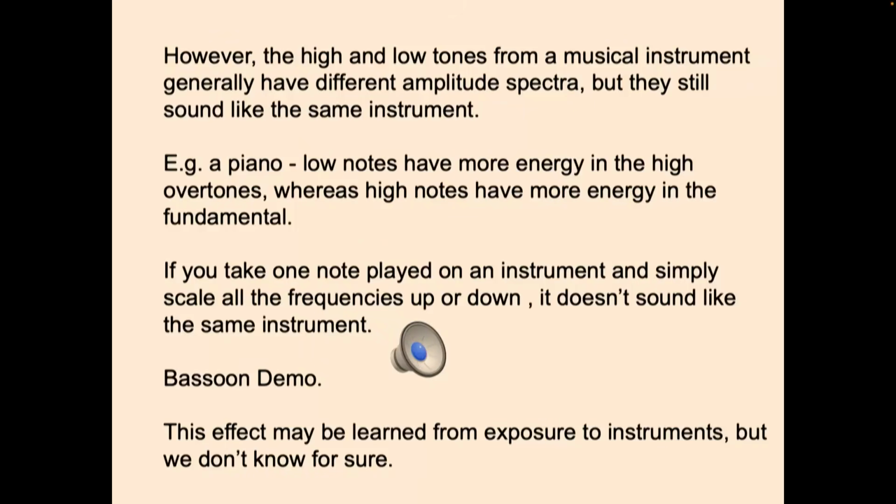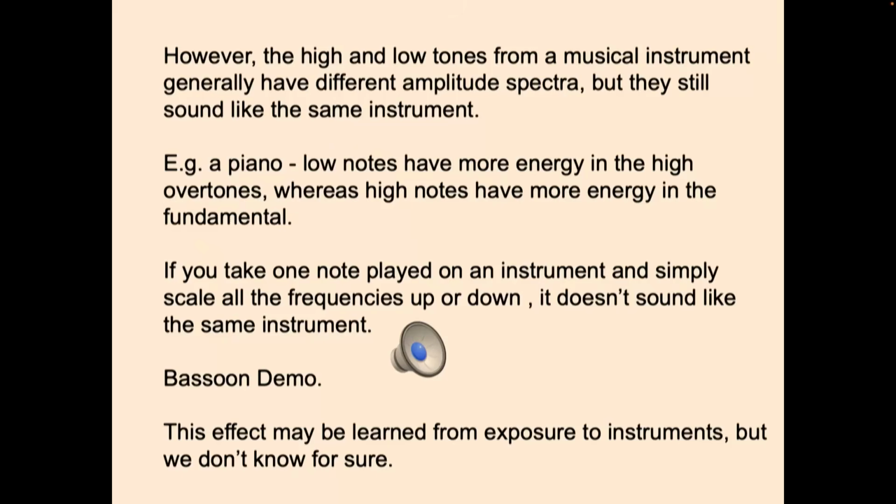But another interesting fact, at least about musical instruments, is that the high and the low tones from a musical instrument generally have different amplitude spectra. What I mean by that is that the shape of the spectrum is distinct. You can't take the amplitude spectrum of a very low note and just translate it up and end up with a high note that sounds like that instrument, right? For instance, on the piano, the low notes will typically have a lot more energy in the high overtones, whereas the high notes have a lot more energy at the fundamental.